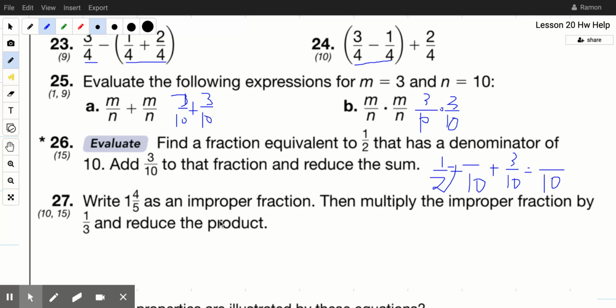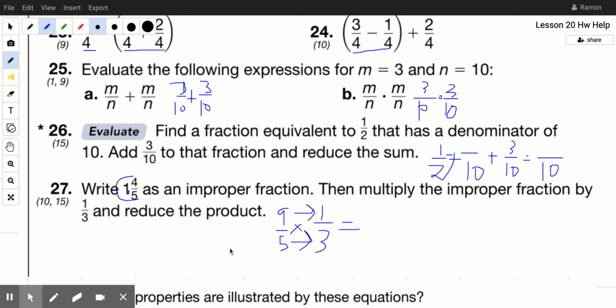Write 1 4/5 as an improper fraction. So we're going to multiply 1 times 5. 5 plus 4 is 9. So we have 9/5. Then multiply by 1/3. And then simplify the product if you can. Make sure that you operate on the numerators and denominators.